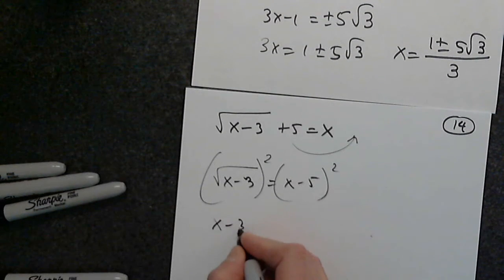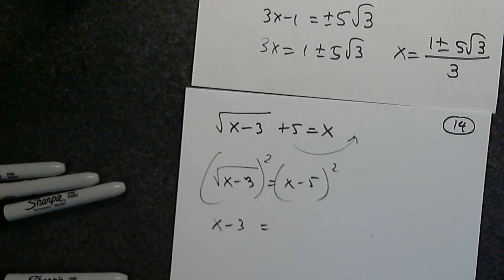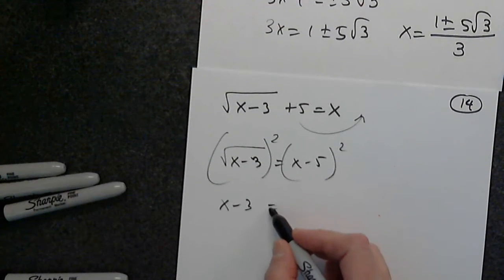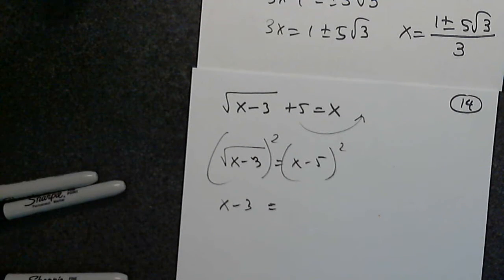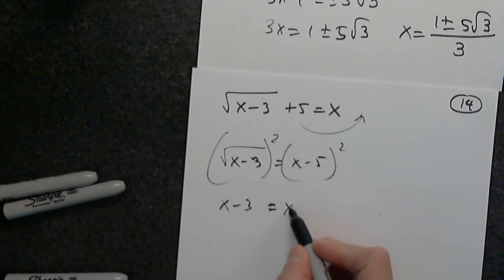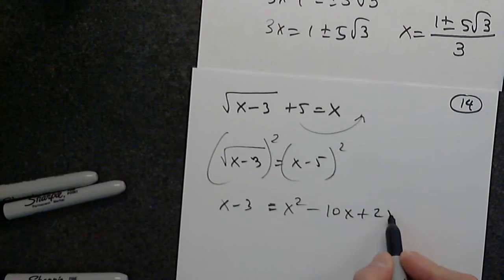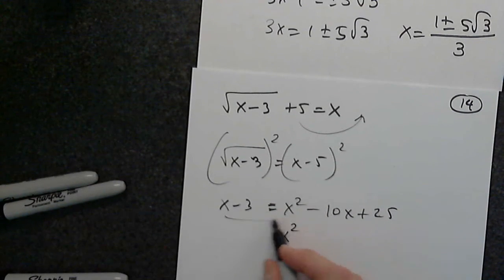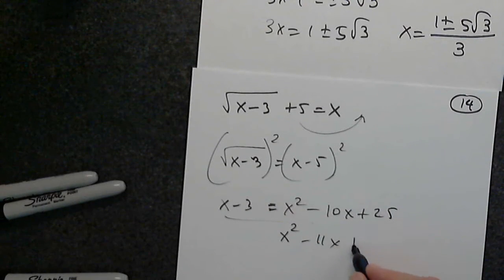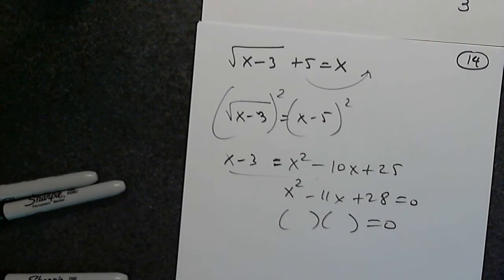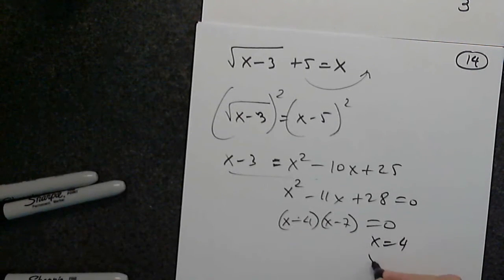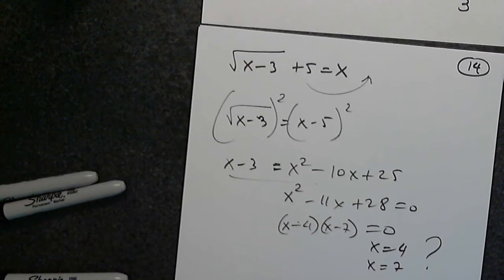So the left-hand side is x minus 3. But what does the right-hand side equal to? What do I have to write? Very good. So this is x squared. I subtract x minus 11x and I add 3 plus 28 equals 0. I'm hoping that it's factorable into, good. So x equals 4 and x equals 7, of course, with a big question mark.